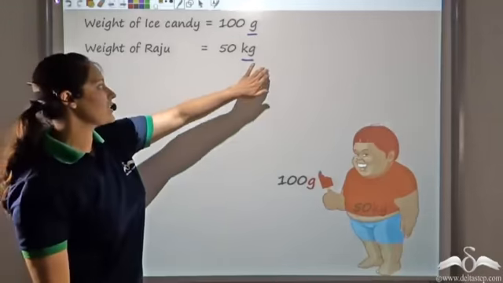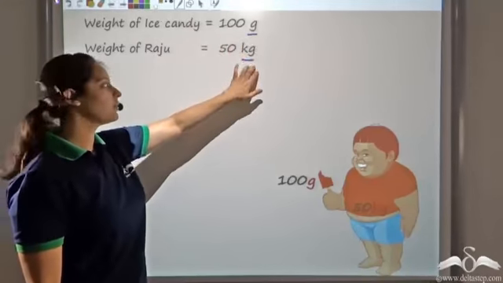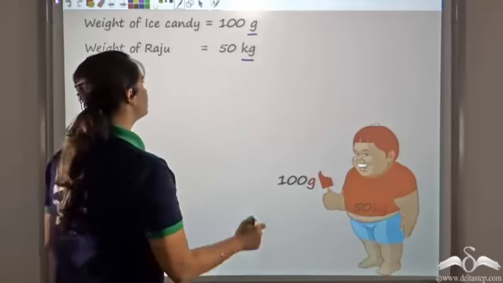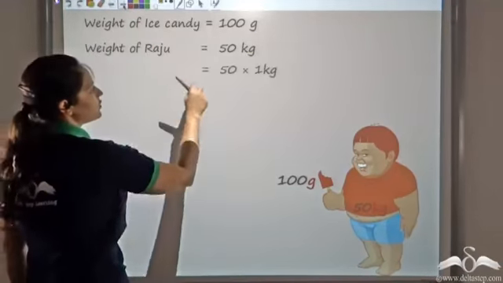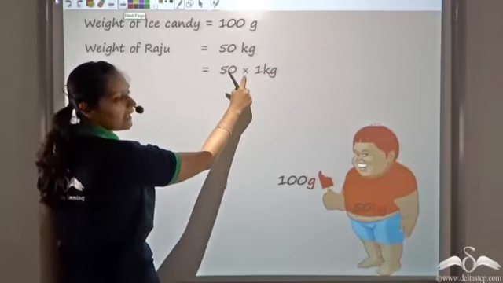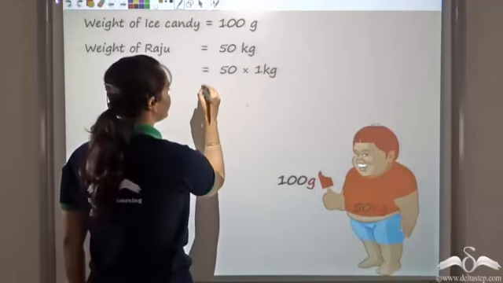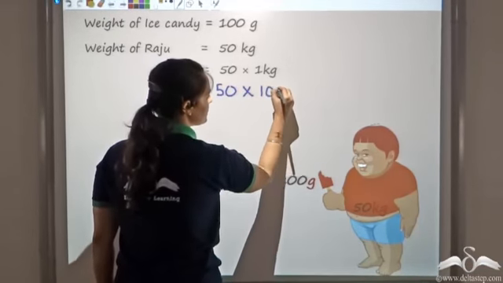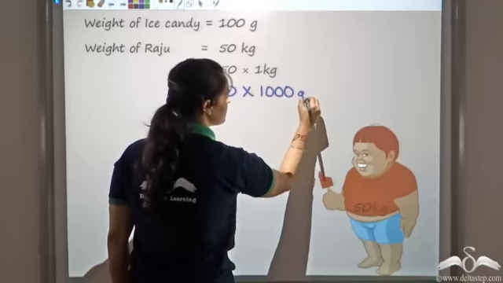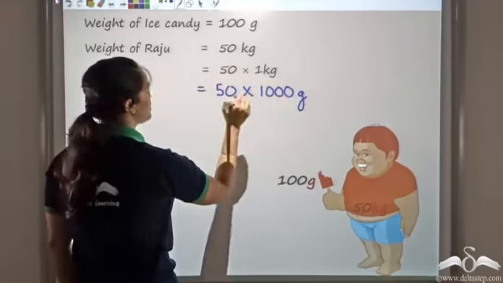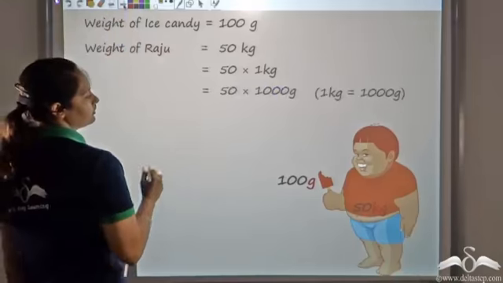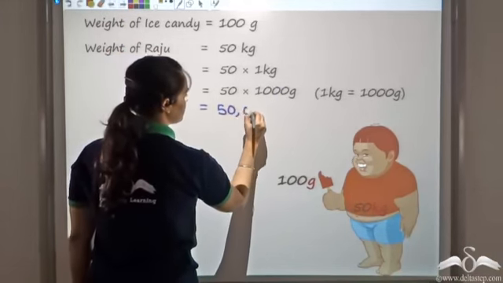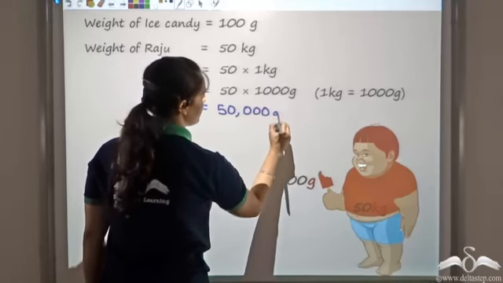Normally what we do is we express the larger quantity in terms of the smaller unit. So this is kgs. I'll express this in terms of grams. So 50 kgs is nothing but 50 times 1 kg. And here I can write, we know 1 kg is equal to 1000 grams. So I can write 1 kg as 1000 grams. Now this gives me 50,000 grams.